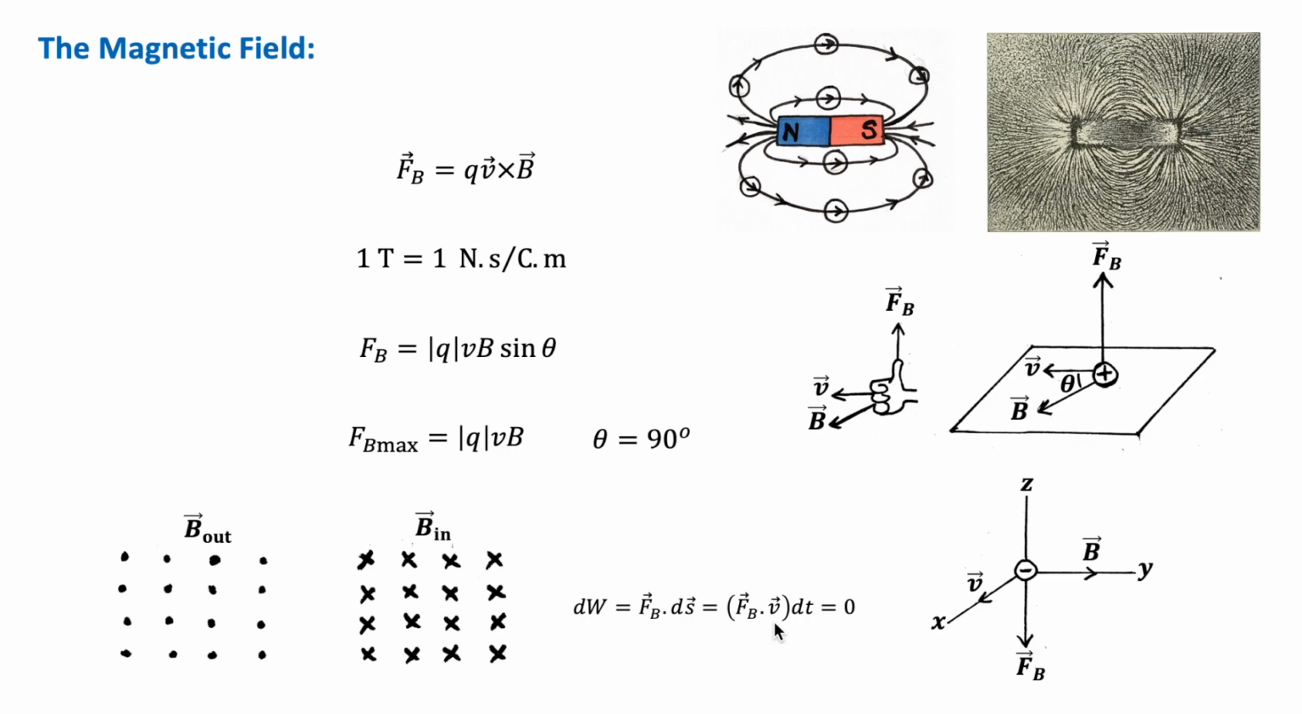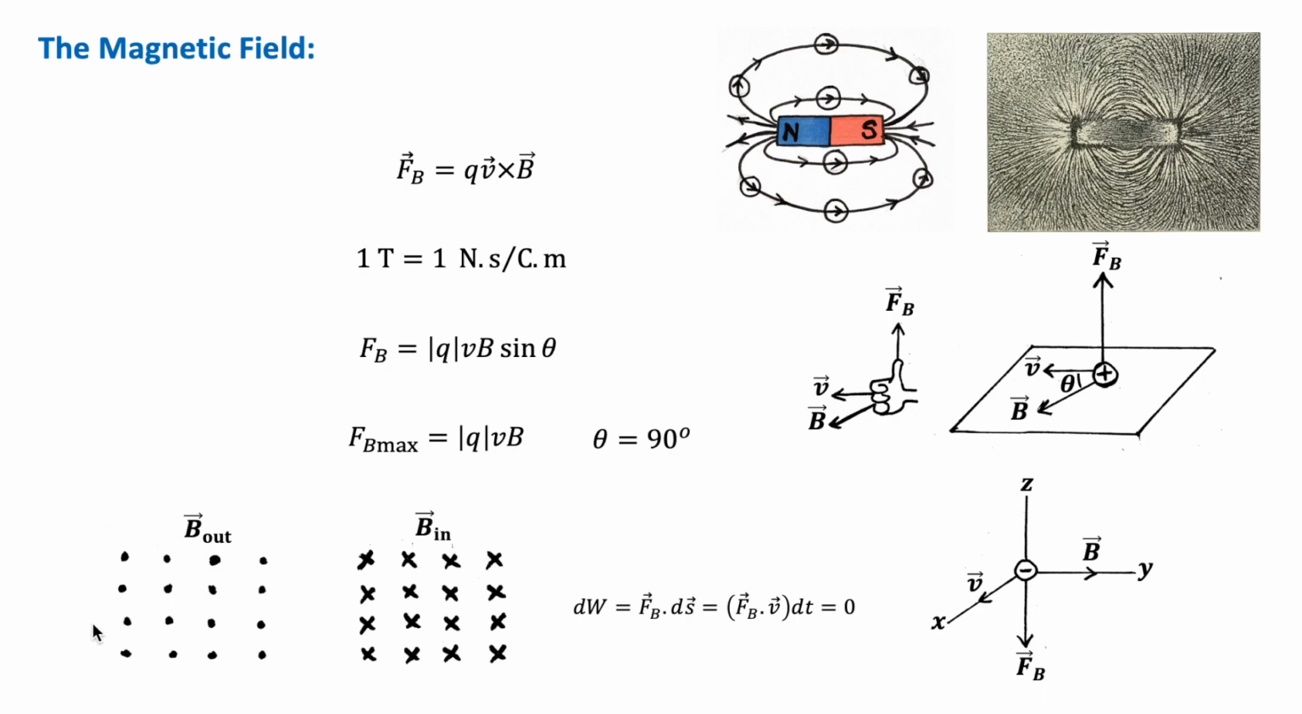The magnetic field can only change the direction of the velocity of the particle, but not its speed. So when it acts on a moving particle, the direction of the particle will change, but not the magnitude of the velocity, not the speed.